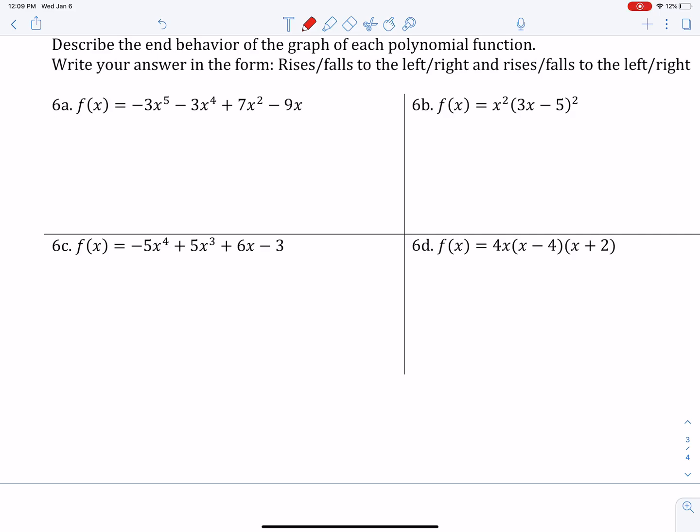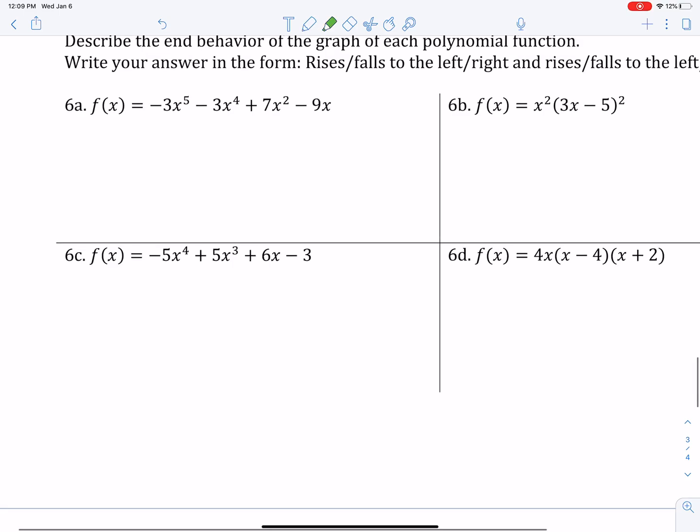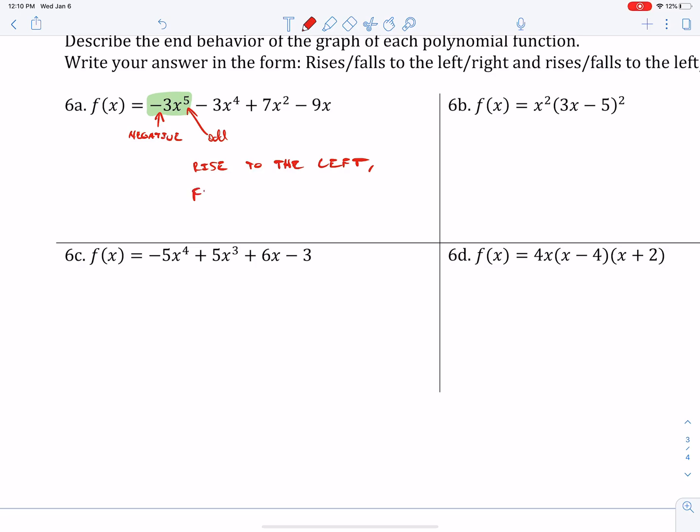So I want to look at my leading coefficient here. My leading coefficient would be right here. Okay? That's what I'm zooming in on when I'm doing these problems. What I notice is there's a negative coefficient with an odd exponent. What that tells me is that this is going to rise to the left, comma, falls to the right.